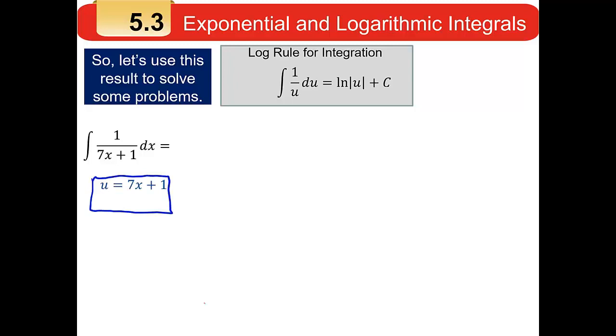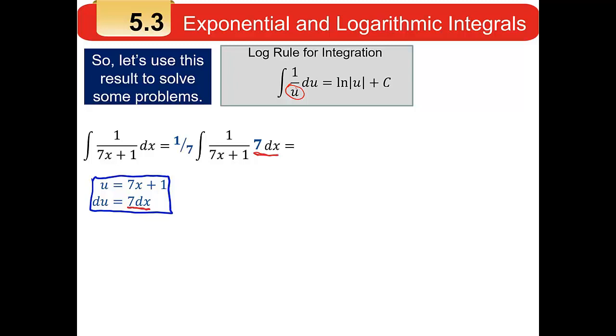Start off the same. You can see that the u is going to be the denominator, so it's going to be 7x plus 1. Du will be 7 dx. You can see, though, that there's no 7 with the dx, but that's okay. You can put the 7 in as long as you multiply by 1/7 on the outside.